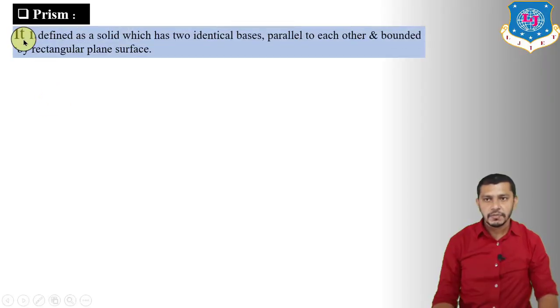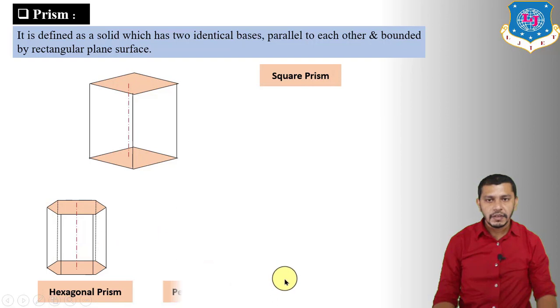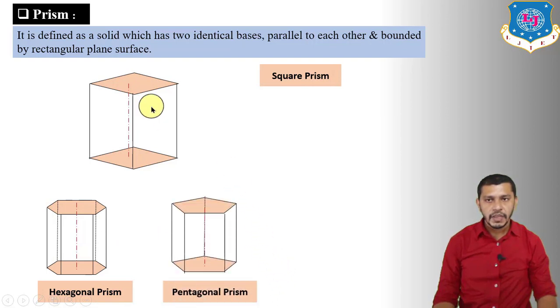So what is a prism? A prism is defined as a solid which has two identical bases parallel to each other and bounded by rectangular plane surfaces, like square prism, hexagonal prism, pentagonal prism. Here you can see that the prism is bounded by rectangular faces and it has two identical bases, top face and base.